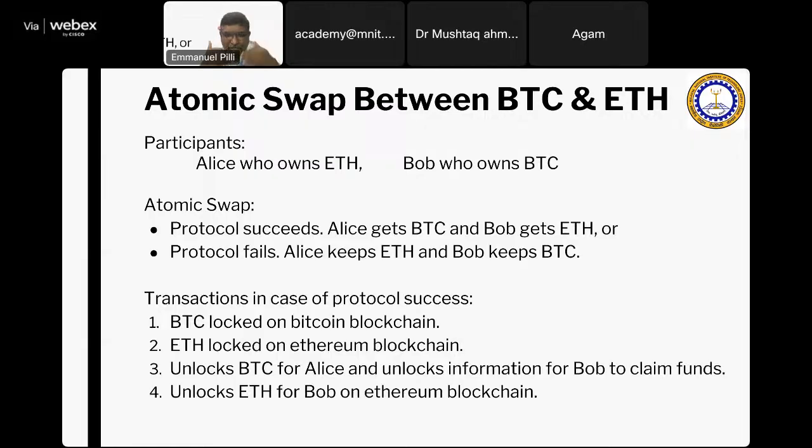So that is how the scripts are planned, right? First Bitcoins are unlocked for Alice, and she sends the unlock information to Bob. Bob will claim his funds. If Bob is not able to get back the money, then obviously Alice will have to refund. The protocol will ensure that. So that is how an atomic swap can happen.